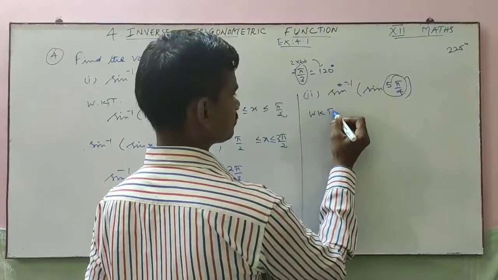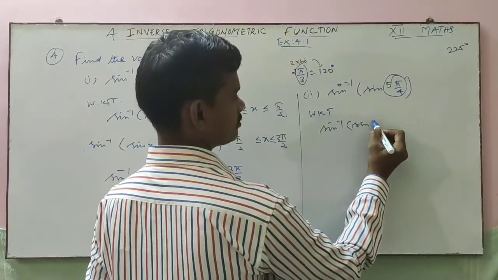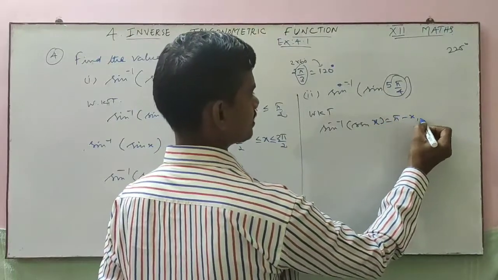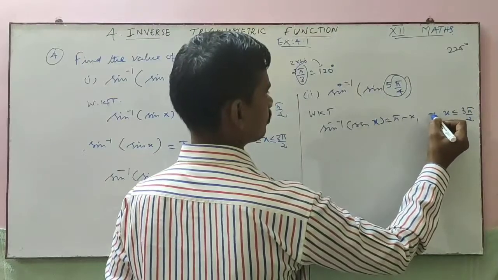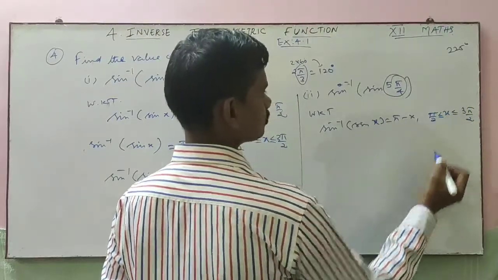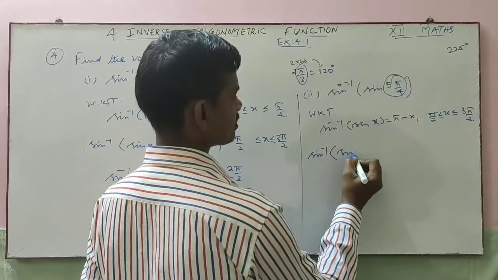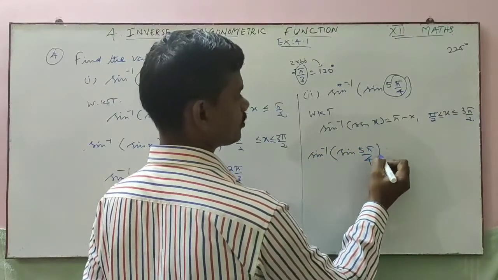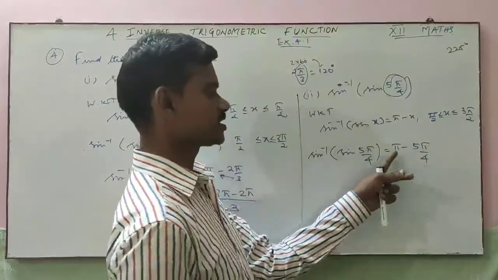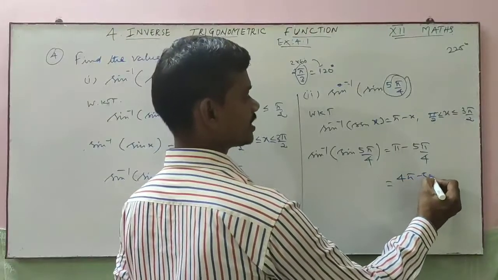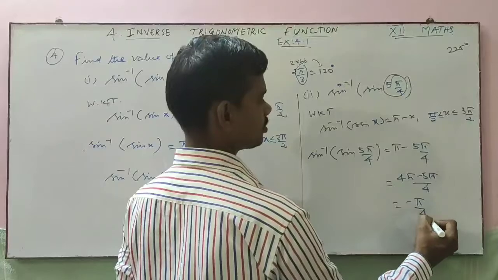So we know that sine inverse of sine x is equal to pi minus x, where x lies between pi by 2 to 3 pi by 2. So using this, sine inverse of sine 5 pi by 4 is equal to pi minus 5 pi by 4. On simplification, I will get 4 pi minus 5 pi by 4. The answer is minus pi by 4.